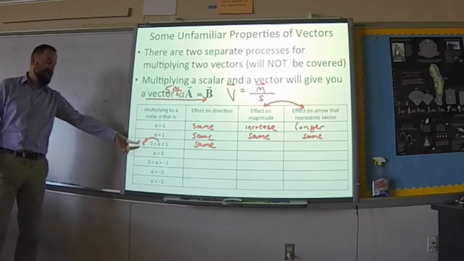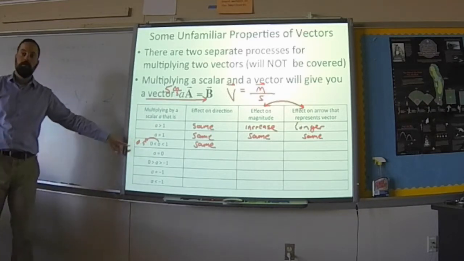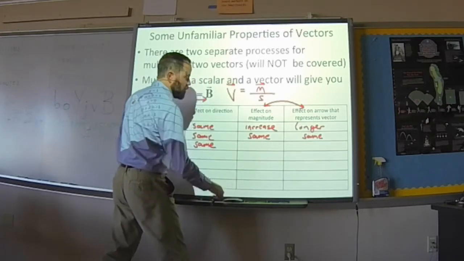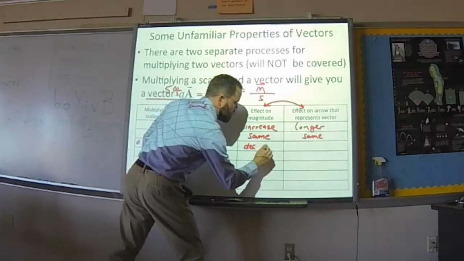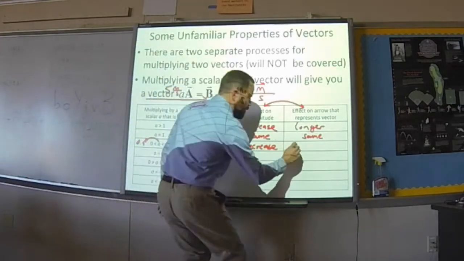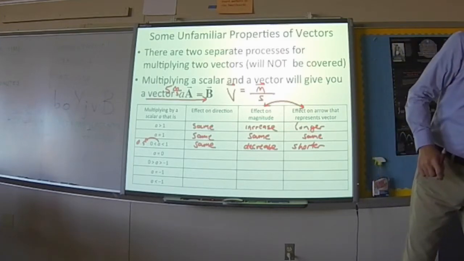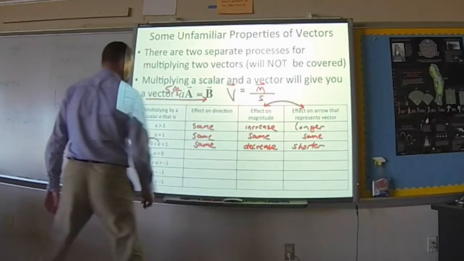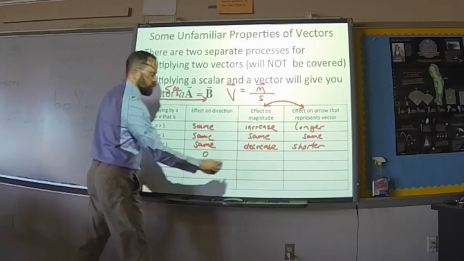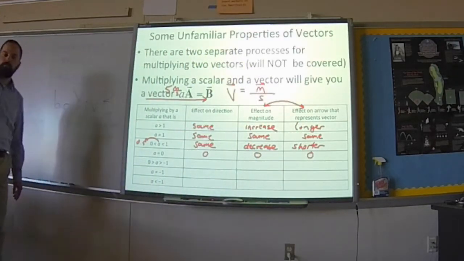What if we multiply anything by 0.5? What does that do to the magnitude, Victoria? Makes it less. Yeah, less. You know what? I should stay kind of consistent. Increase, decrease. Okay, so the arrow then would be shorter. All right, multiplying anything by 0: 0 direction, 0 magnitude, 0 vector. All right.